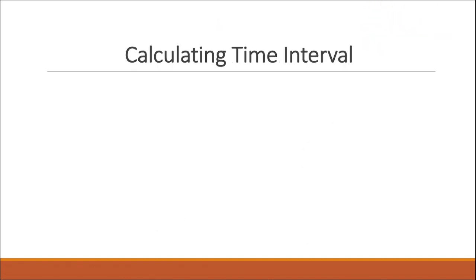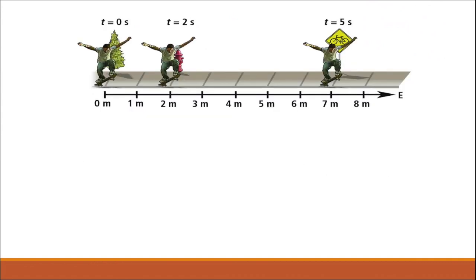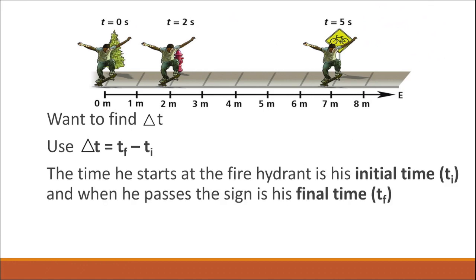So now we know how to calculate the time interval. Try this problem. How long does it take the skateboarder to reach the sign from the fire hydrant? So in this problem, we want to find the delta t. We know delta t is equal to tf minus ti. The time when he is at the fire hydrant is his initial time, and when he passes the sign is his final time. So from this, we can conclude that tf is equal to 5, ti is equal to 2, and we can put those values into this equation, and we find the time interval is 3 seconds. This is very simple, but these are the steps you will follow for the majority of physics.